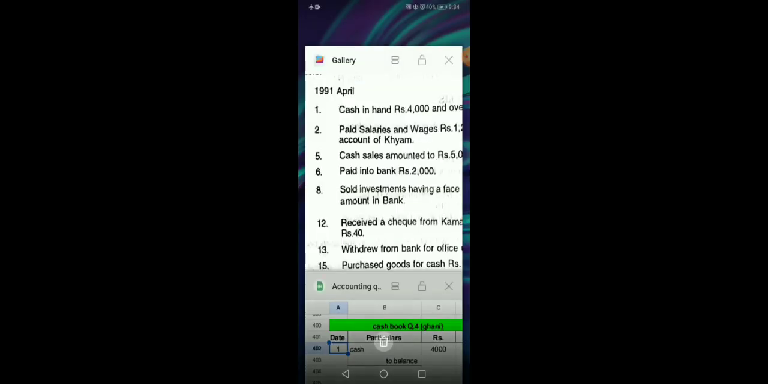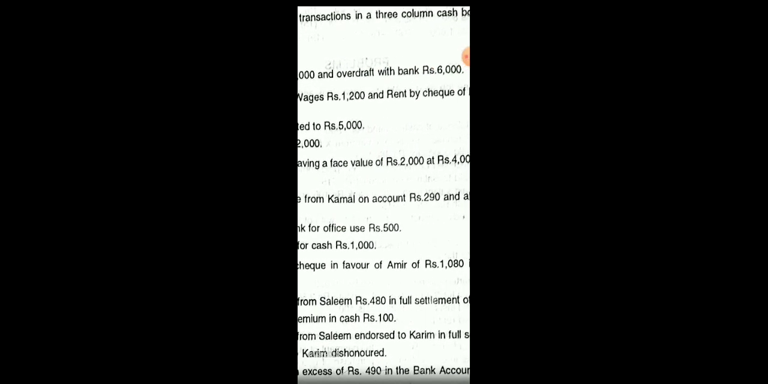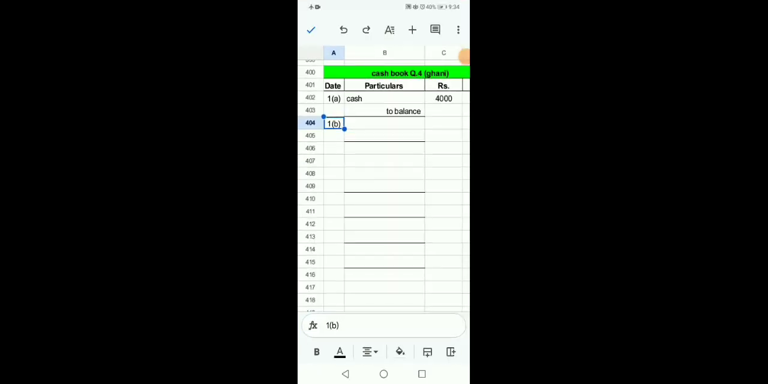As I can see, there is something else, and that something is overdraft with the bank. Since the first entry has two different aspects, we will divide it into two parts. The first entry we can consider A, and now we'll be doing the first entry's B part. All right, B part is saying we have an overdrawn balance, an overdraft balance at the bank.